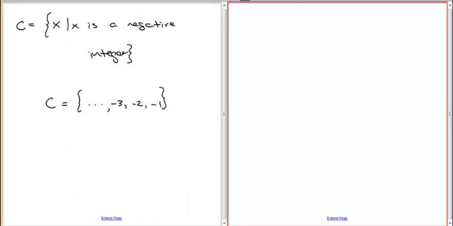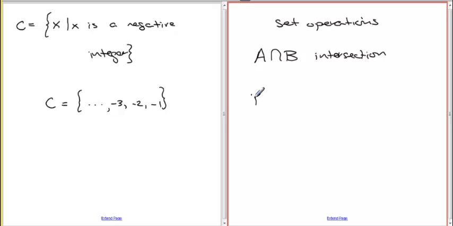Okay, so then there were set operations. Let me just use some examples here. That's intersection. And then you have, let's say, B, this U-looking thing, D. That is a union. And then you have the complement. So those are the set operations.